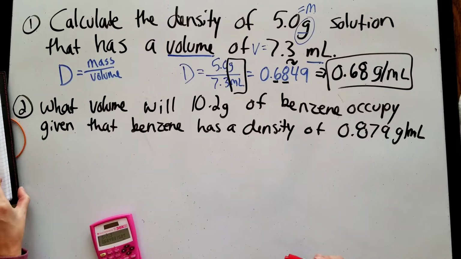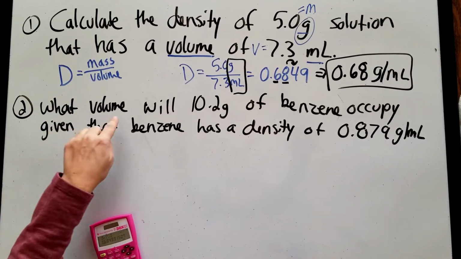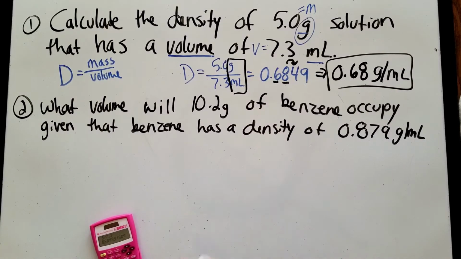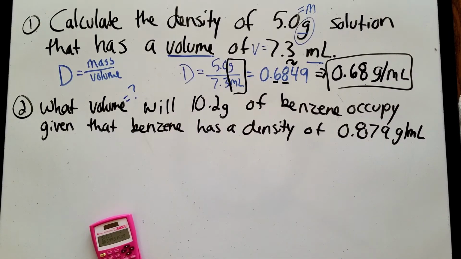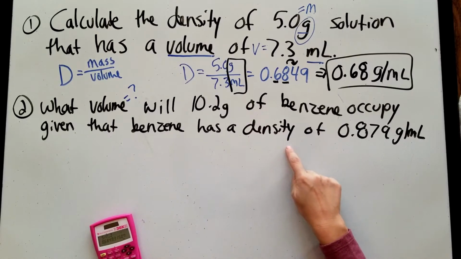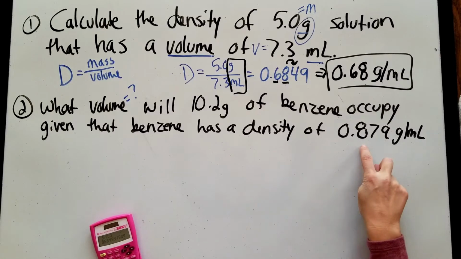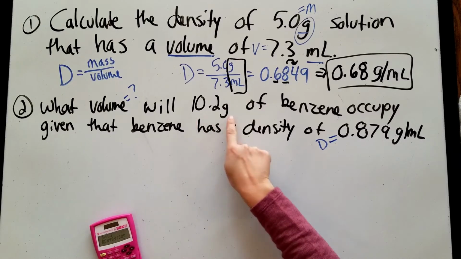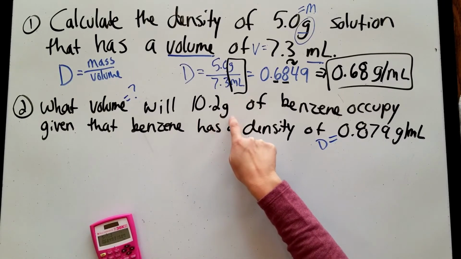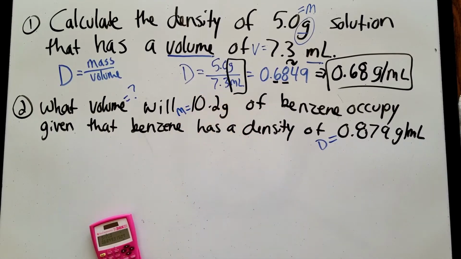Let's try another one. So the next one is asking us to calculate volume. So it says, what volume? So volume's my question. So volume's what I'm solving for. What volume will 10.2 grams of benzene occupy, given that benzene has a density of 0.879 grams per mL? Okay, so it's telling us this 0.879, that's my density. So what is this 10.2? Looking at the units, g for grams, that tells me that's my mass, because mass is measured in grams.